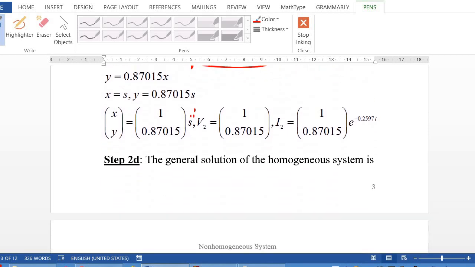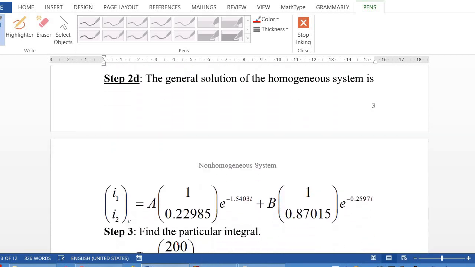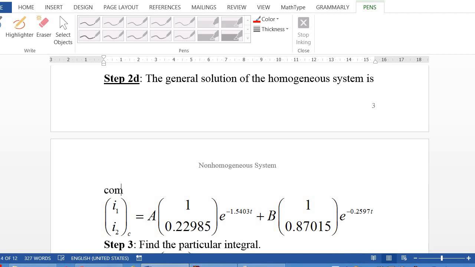Hence, the general solution for the homogeneous system, this is what we call the complementary function.